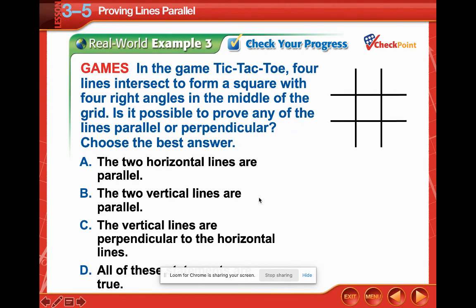2 vertical lines are parallel. All right, 2 vertical lines are parallel, yes, because this is a right angle and this is a right angle. That would be consecutive interior angles, and they're supplementary, so that would be correct. Vertical lines are perpendicular to horizontal lines, yes, because these all form right angles. All these are true. Boom.